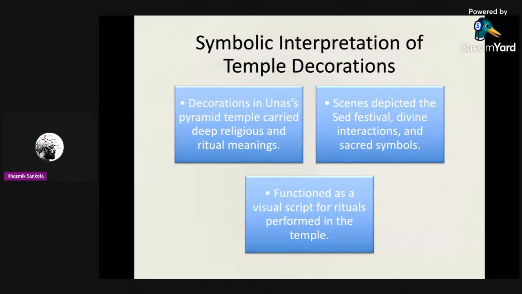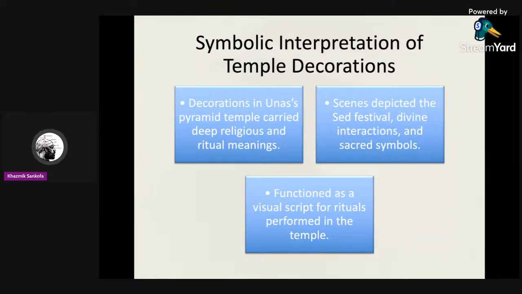All right. So the scenes also acted as visual reminders inside the Temple of Unas. This is really just going to be looking at the Temple of Unas and the layout of the pyramid text inside the Temple of Unas, right?